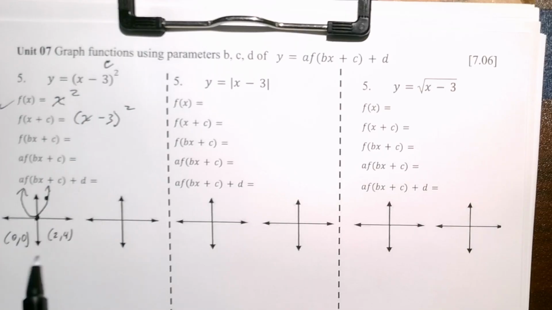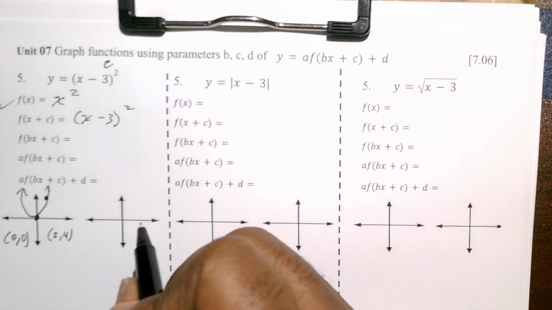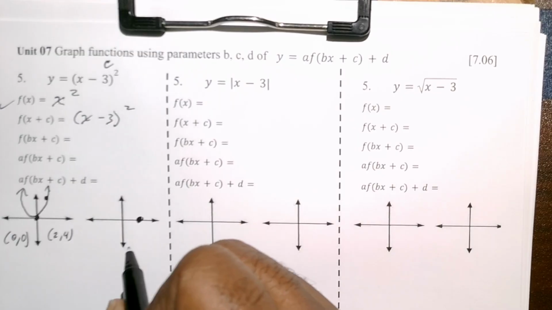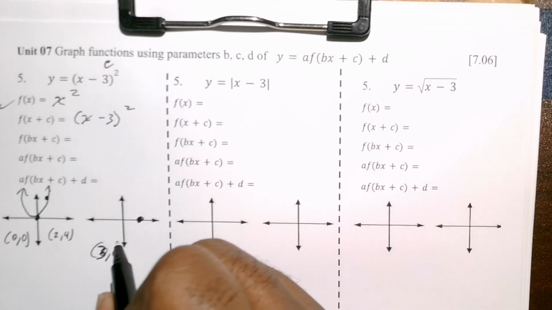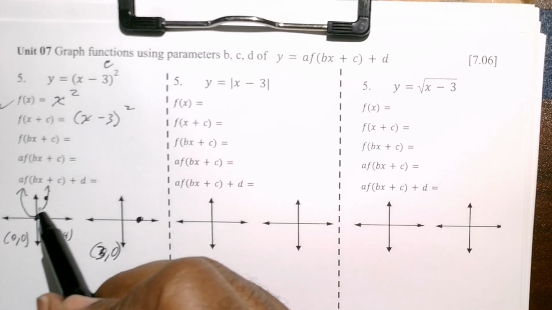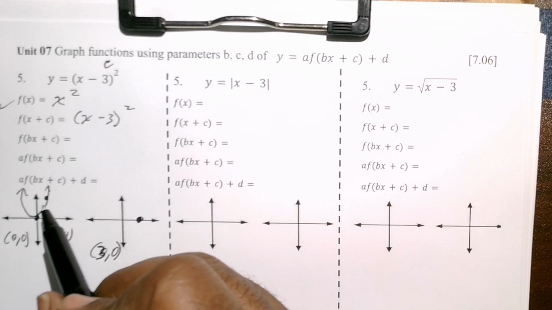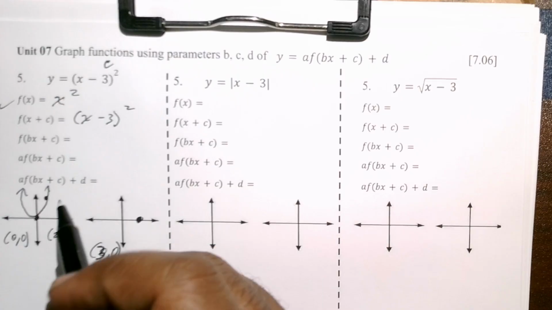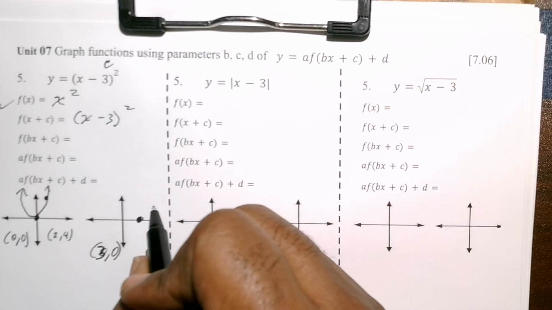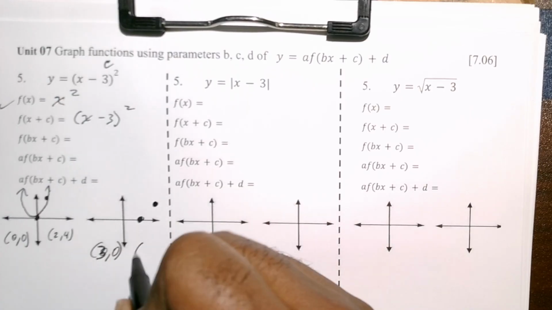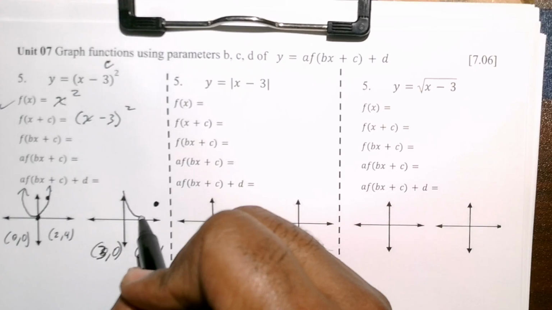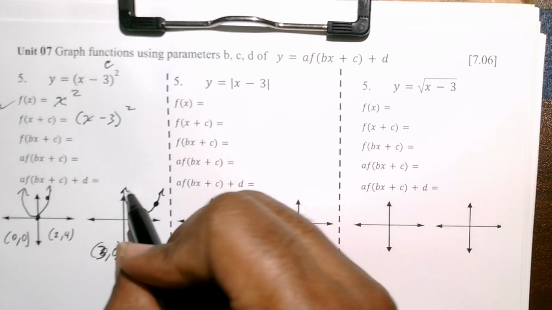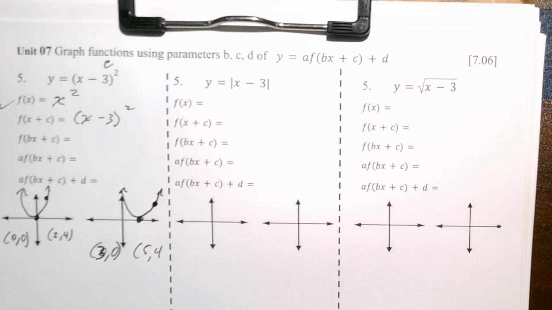So 0, 0 will move over to 3, 0. Sorry, 3, 0. And 2, 4 will move over 3 times to 5, 4. So that'll be right here. About 5, 4. And then we'll just keep the orientation the same. And we're done. That's the graph for that.